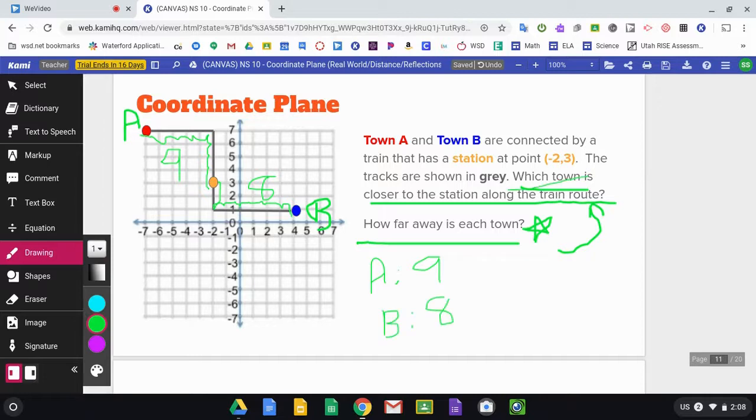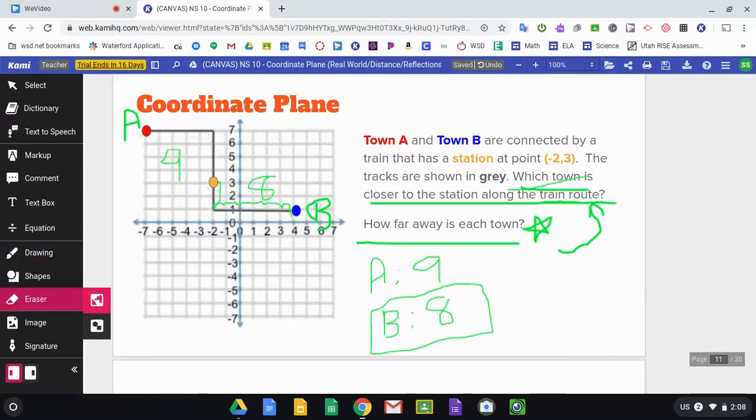So can you tell me which town is closer to the station? Town B is. Some of you could see that town A looked just a little bit farther away from the picture, but we proved that town A was farther.